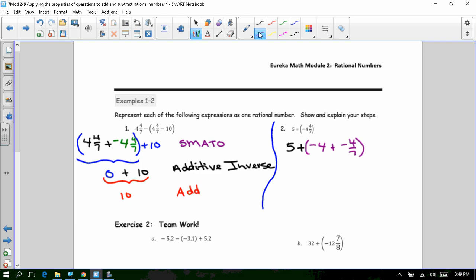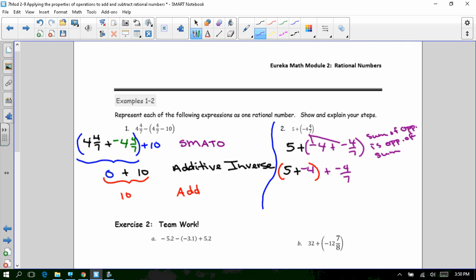That's the sum of the opposites is the opposite of the sum. That's what I used there. I broke this apart to make it easy for me. Now my 5 is going to stay right where it is, but I'm going to add the -4 to it. And then I'm going to leave that -4/7 out here. I'm not going to do anything to that.